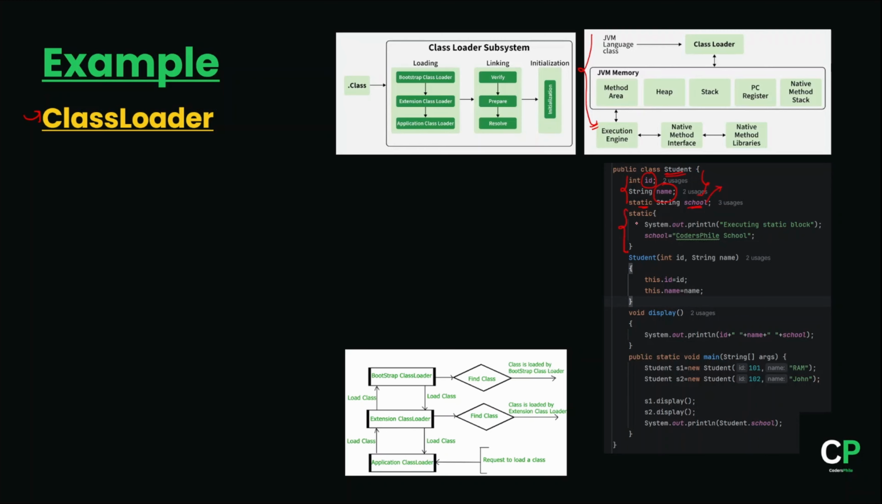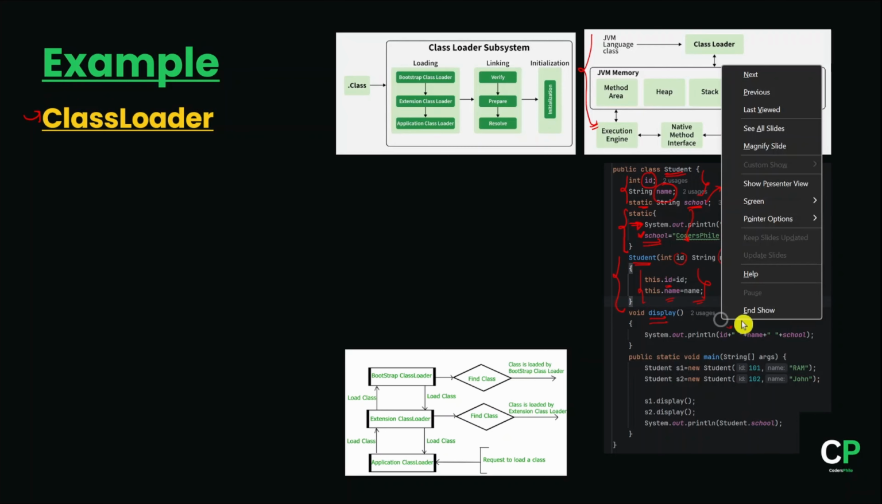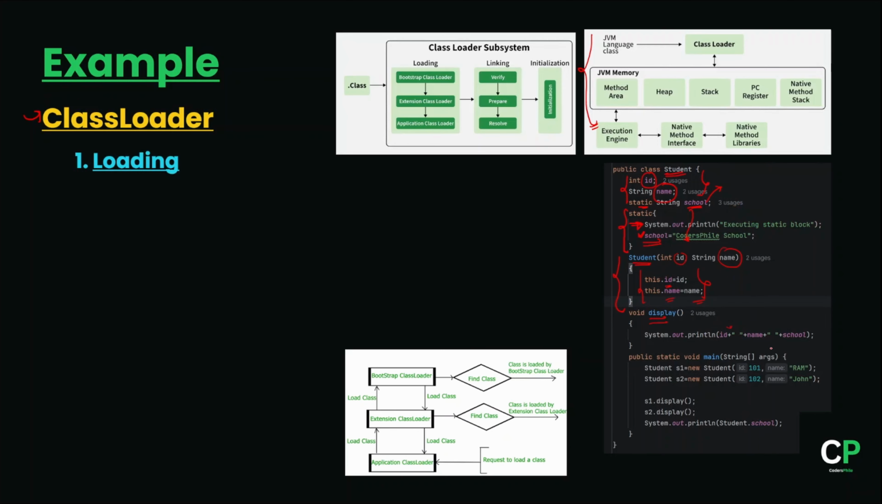And then we have one static block that is executed once per class during the initialization phase, and in the static block we are assigning a value to the static variable school. Then we have the Student constructor, for the creation of objects of the Student class, with ID and name, and we are assigning the ID and name to the object. Then we have one display method that will display the ID, name and school name of the student.